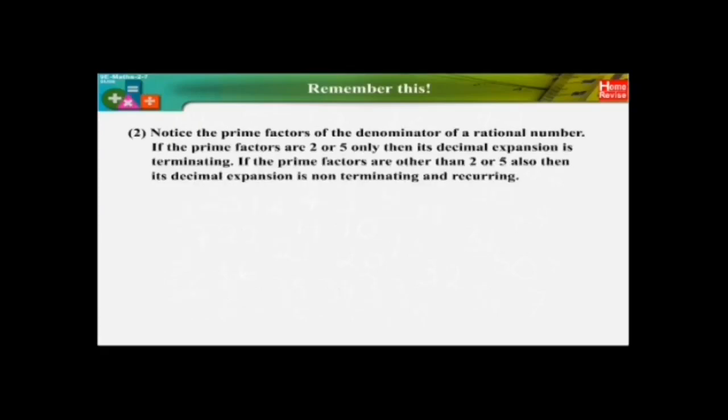2. Notice the prime factors of the denominator of a rational number. If the prime factors are 2 or 5 only, then its decimal expansion is terminating. If the prime factors are other than 2 or 5 also, then its decimal expansion is non-terminating and recurring.